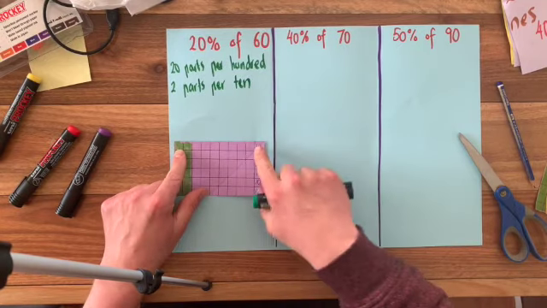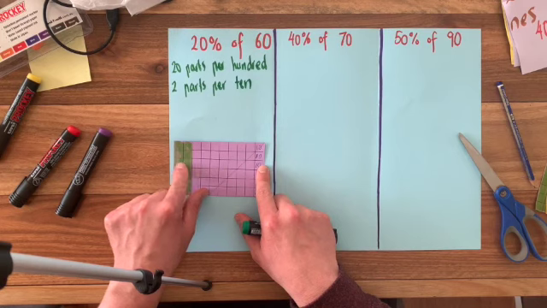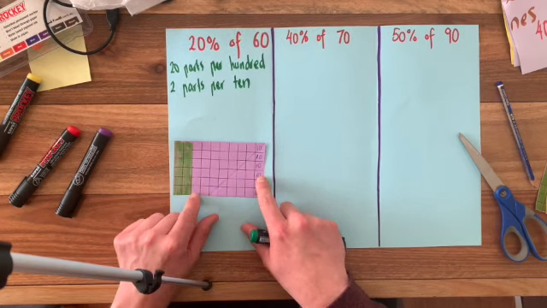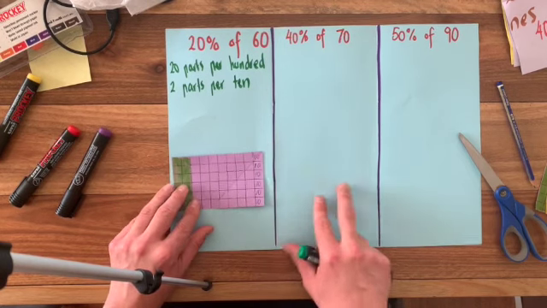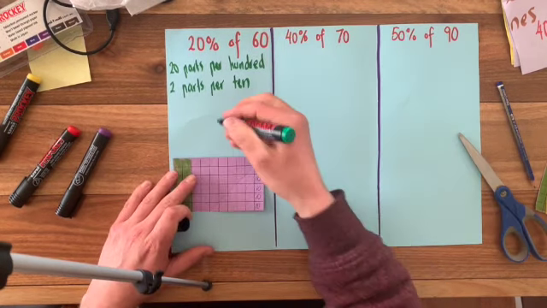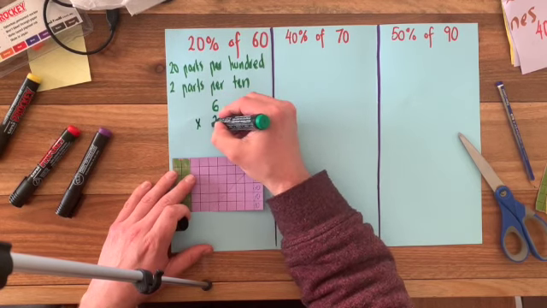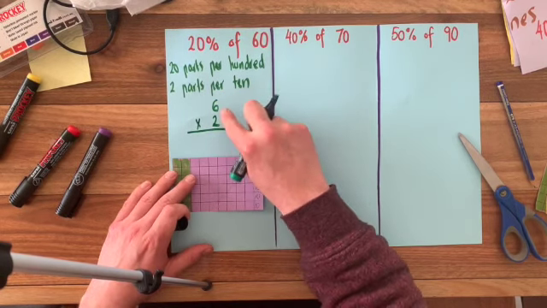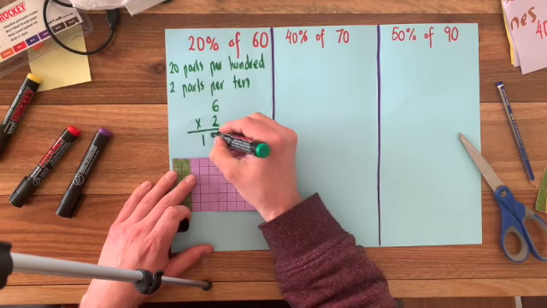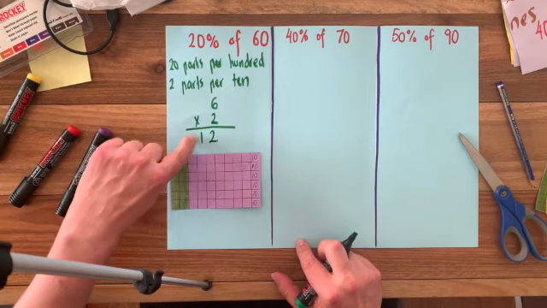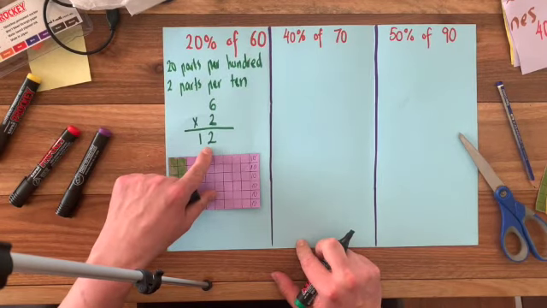Now look at my diagram. I've got the first 10, 2 parts are shaded in. Next 10, 2 parts. Third 10, 2 parts. Fourth 10, 2 parts. Fifth 10, 2 parts. And the sixth 10, 2 parts. So what I can do is, I've got 6 tens. So 6 times 2, 2 parts for each 10. I've got 12. So my answer is 12. 20% of 60 is 12.